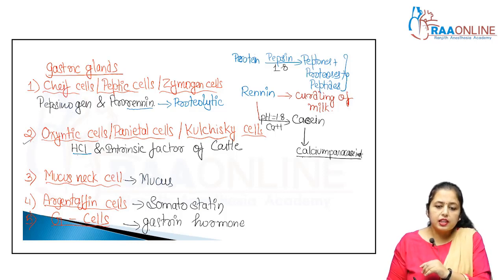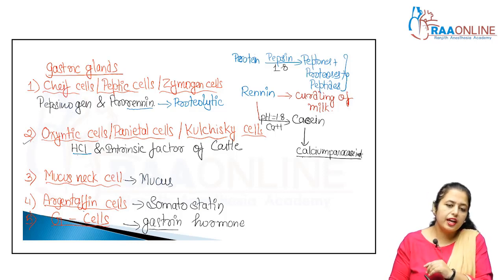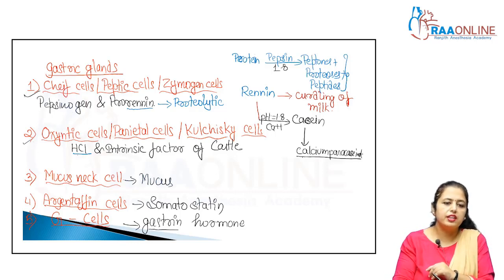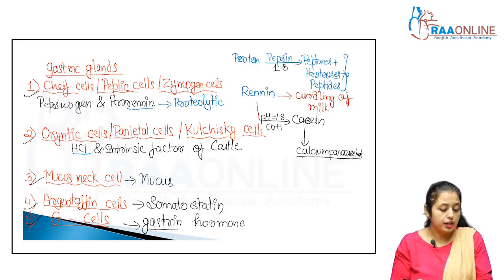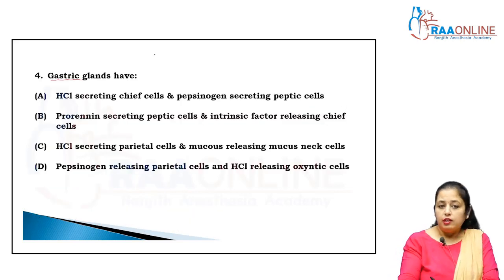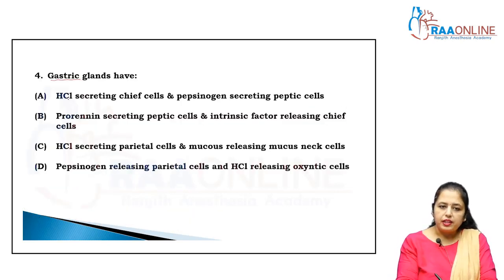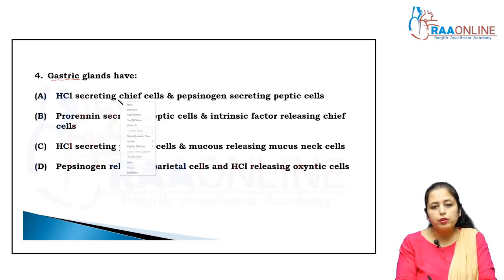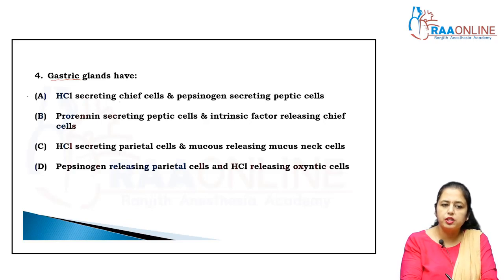And that G cell, the gastrin hormone, stimulates all these gastric glands to secrete their secretion, right? So in that manner, now these gastric glands, what will happen? HCl secreting chief cell secretes the pepsinogen and prorenin. That means that option is wrong, right?